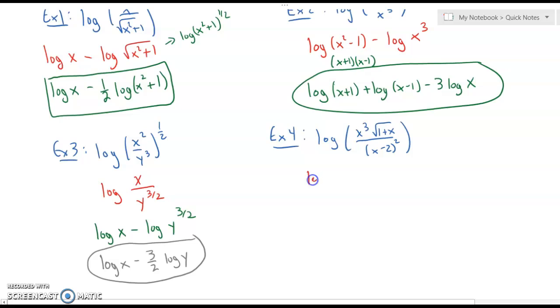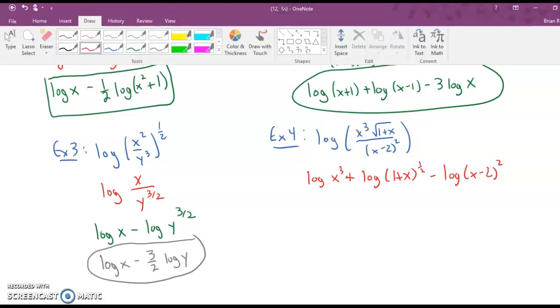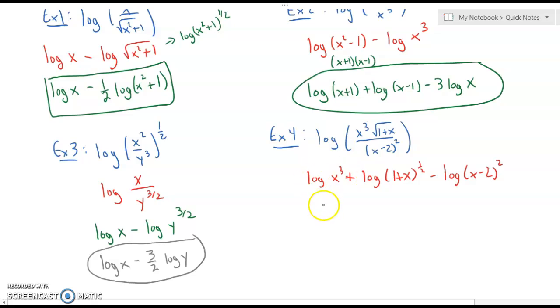I'm going to make that log of x to the third plus, I'm doing plus because I can see they're being multiplied here, log of the square root of 1 plus x, which again is 1 plus x to the 1/2. I'm going to rewrite that right now, just to make it easier in the future. And then minus log of x minus 2 squared. So when I use my properties, take my exponent down, gives me 3 log of x plus, take that 1/2 down, 1/2 log of 1 plus x, and then minus 2 log of x minus 2.